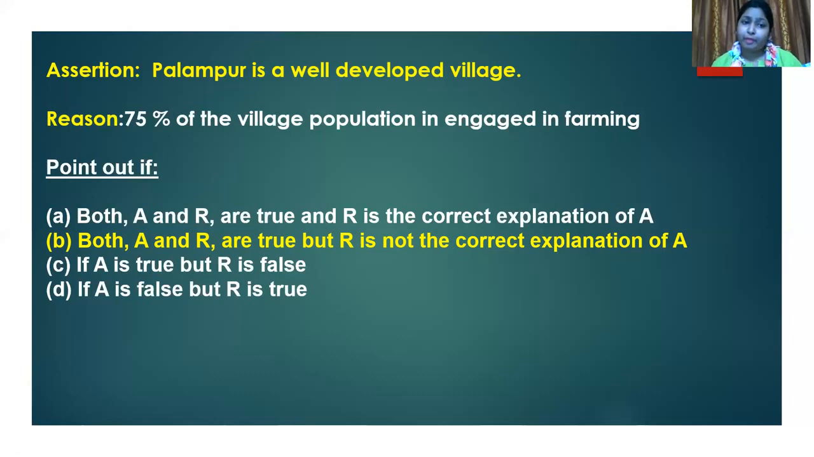You may find chances where the assertion is correct and the reason is false, and you may also find that the assertion is completely false. Like instead of Palampur is a well-developed village, it could have been given that Palampur is not a well-developed village. In that case the assertion would be false, but the reason would be true, that is, 75% of the people are engaged in farming. I hope you have understood how to go with assertion and reason.